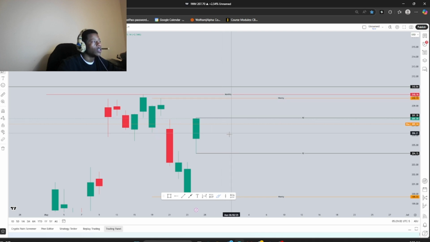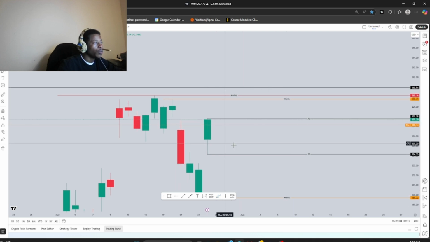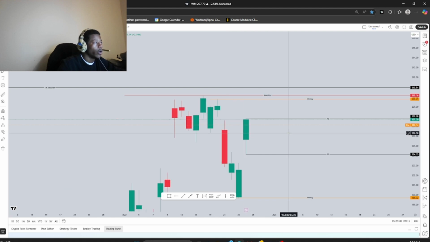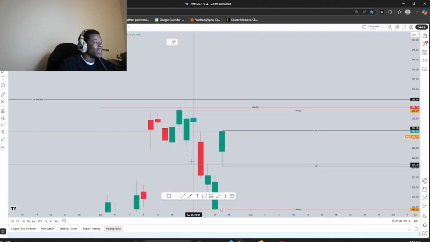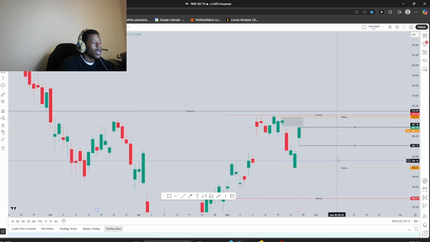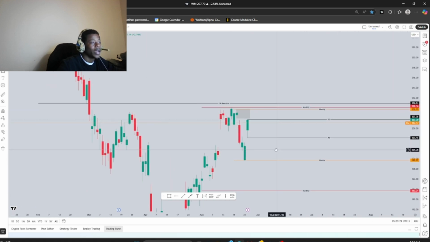Okay. And so this will help you gain context as to where you are. Now, we have another reaction area here, okay, at the bottom of that candle. But what I'm going to do is I'm actually just going to draw a box from the bottom and the top of that candle, okay, and denote this as some type of reaction area.